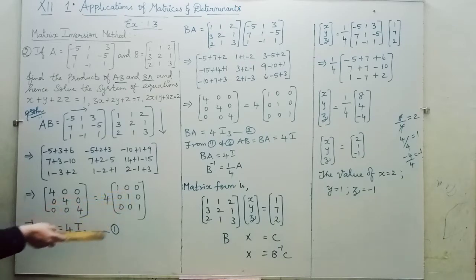That is 3 rows and 3 columns. So AB value is 4 I3. I is also, you can take it. I3 edukala, I3 edukala. That is the same only. I3 edukala okay, I edukala okay.